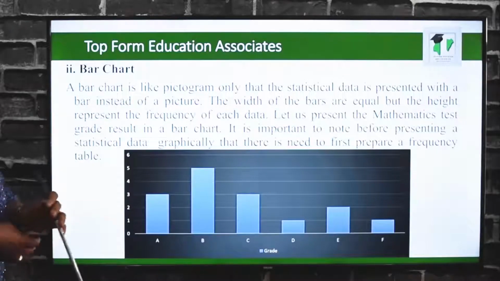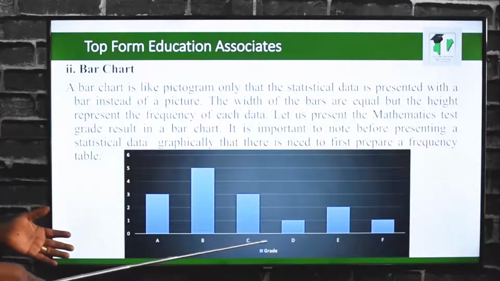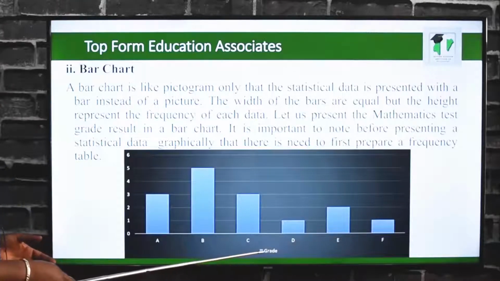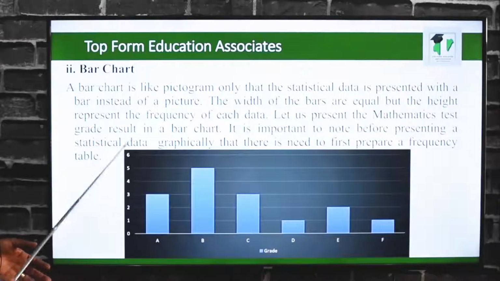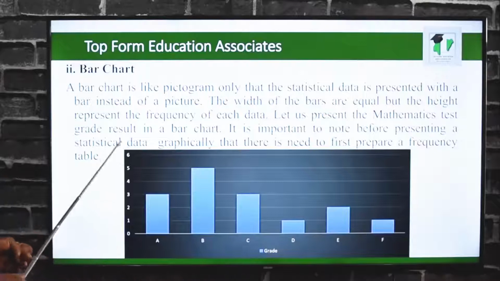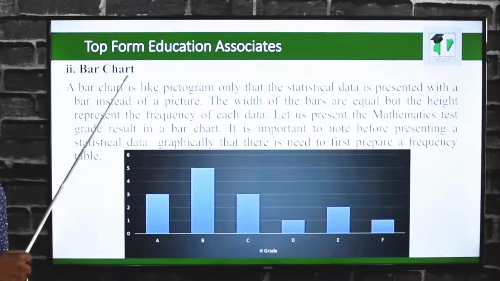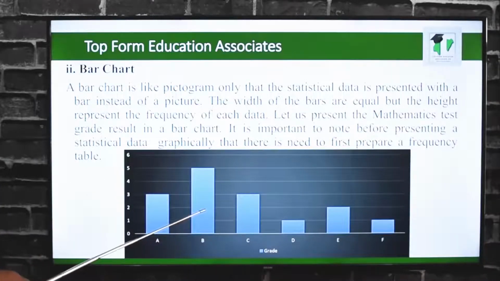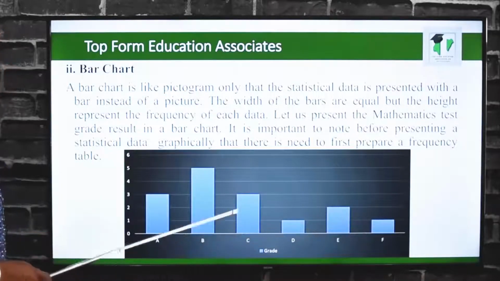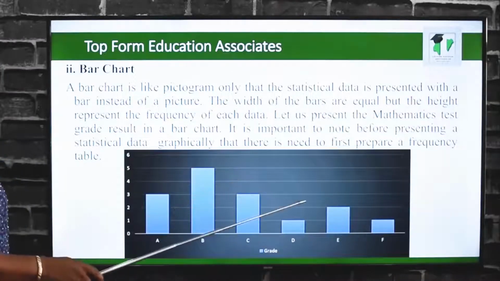Okay, for this bar chart, it is a graph that has 2 axes. The horizontal axis is your grade, and then the vertical axis is the frequency. Horizontal is grade, vertical is frequency. Recall that this introduction to bar chart says that the width of each grade is the same, is equal. The only thing that is different is the height, which represents the frequency. The height represents the frequency.